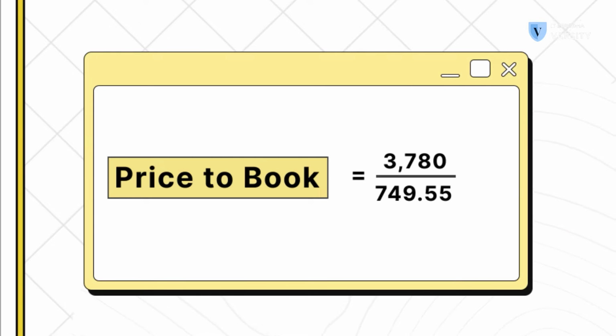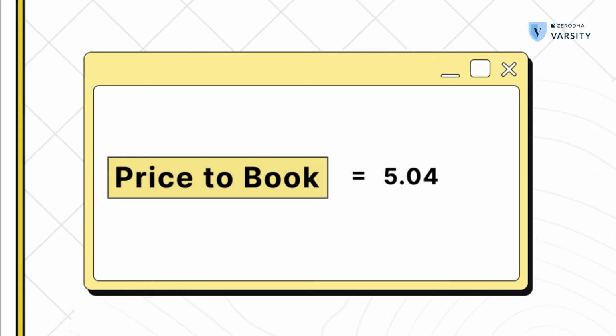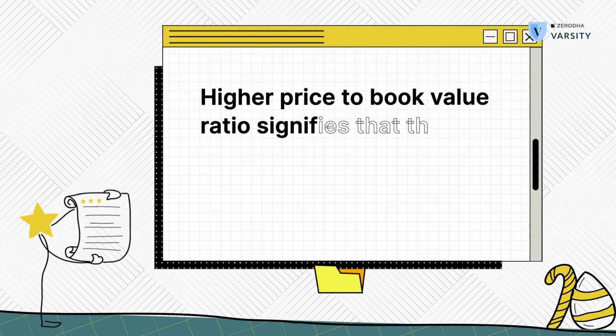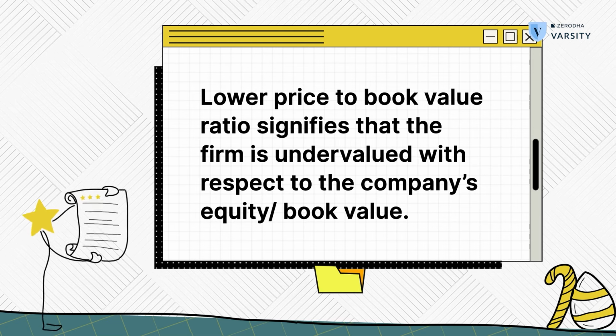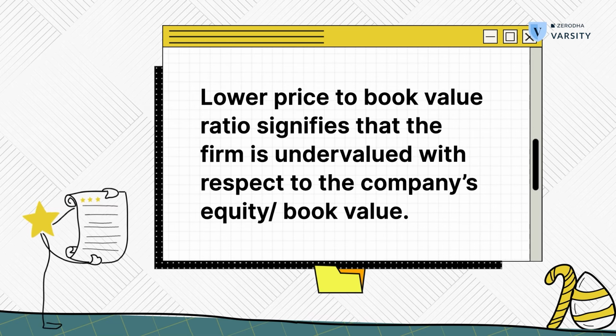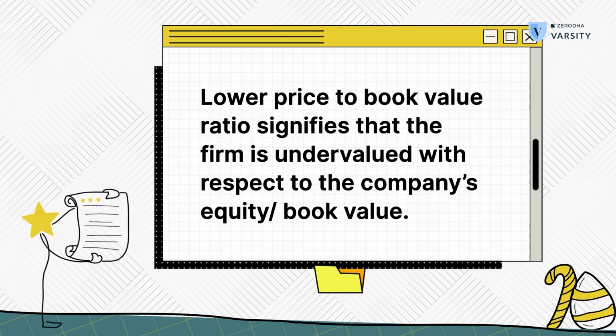Now, we can use the book value to calculate the price to book ratio. To do that, all I have to do is divide the share price by the book value. As you can see, when I divide the share price, that is 3,780, by 750, that is the book value, I get the price to book value of 5. A high ratio could indicate that the firm is overvalued relative to the company's equity or the book value. A low ratio, on the other hand, could indicate that the company is undervalued relative to the equity or the book value.